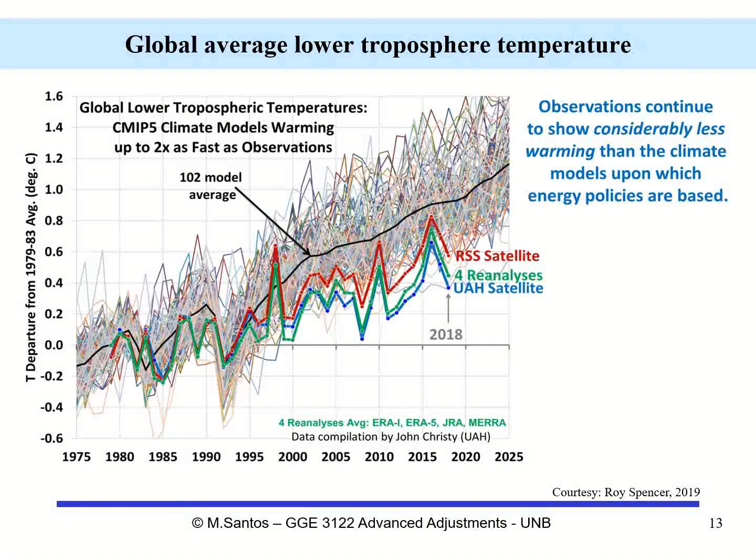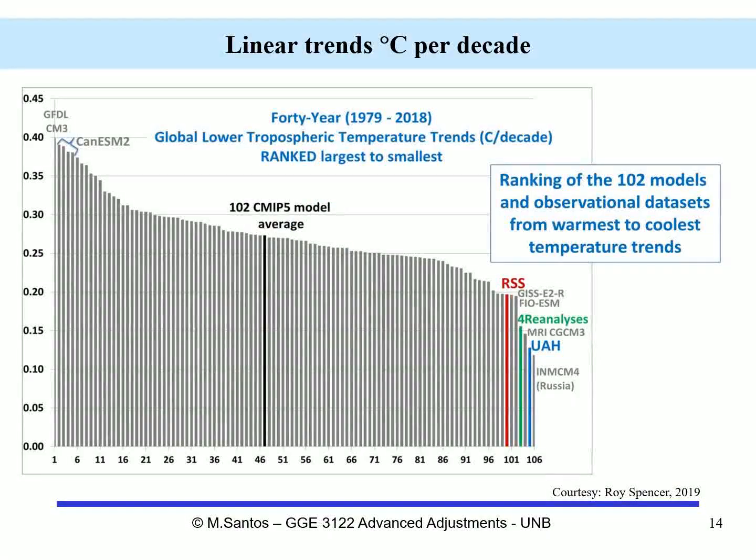This figure groups each model by their linear trend, left to right, highest to lowest, in units of temperature Celsius per decade. It also presents the trends of the 2 satellite solutions and the one from the reanalysis, using the same colors. The mean trend of the 102 models is shown in black.